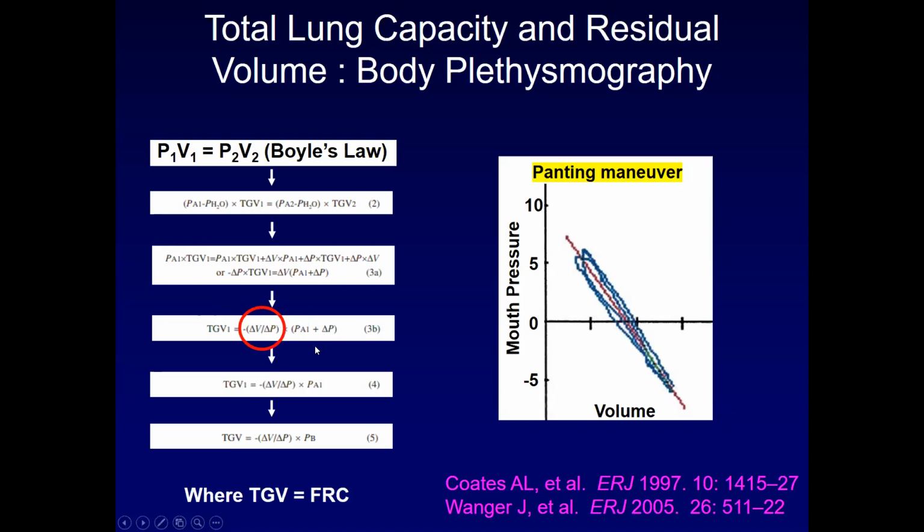Through some mathematical hopscotch, there's really not a significant change in pressure because you're in an airtight chamber, so that drops away. And alveolar pressure at time 1 is roughly equivalent to that of barometric pressure. So the thoracic gas volume at time 1 is equivalent to this panting maneuver slope times barometric pressure. And thoracic gas volume is equivalent to functional residual capacity. That's a lot of mathematical hopscotch.